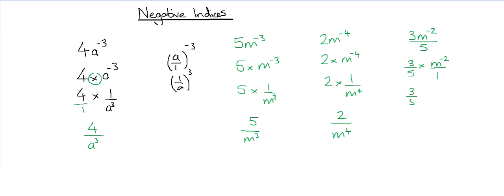So that's going to be 3/5 times the reciprocal. I've put the divide by 1 there, so I'm going to make it look like this now. So 1 over m squared, times tops, 3 times the bottoms, 5m squared. So that's it. That's really important to understand negative indices, all the different types, and why it happens.